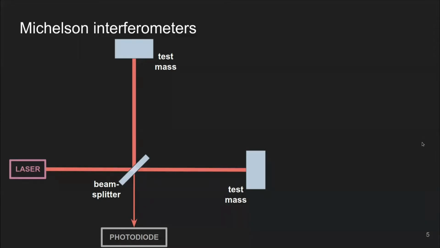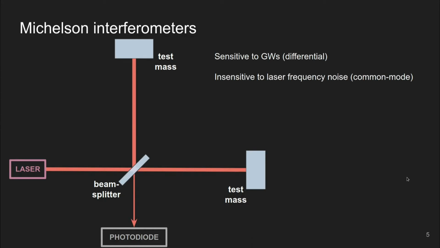Now this turns out to be a very good system to measure gravitational waves because, as I mentioned before, the strain that they produce is differential. So they make exactly the signal that you want to see. They make one arm shorter and one arm longer.